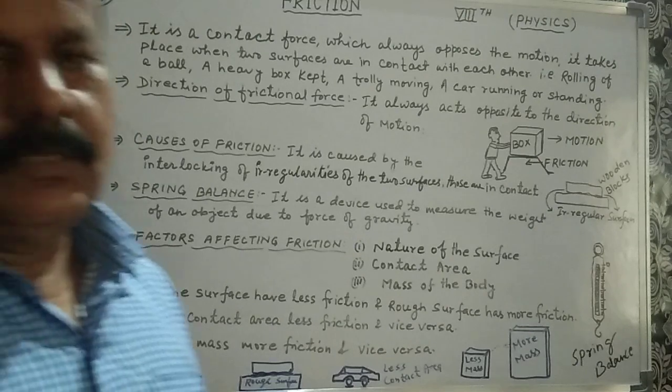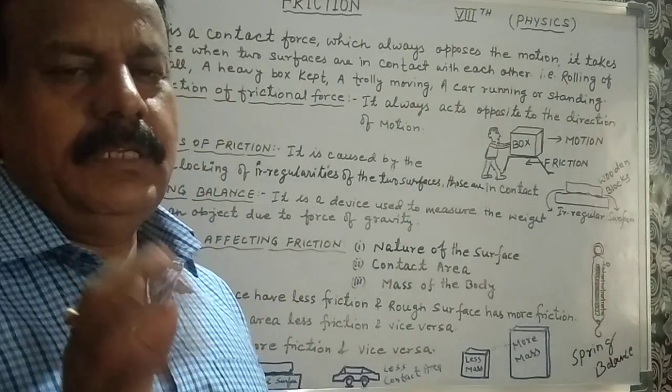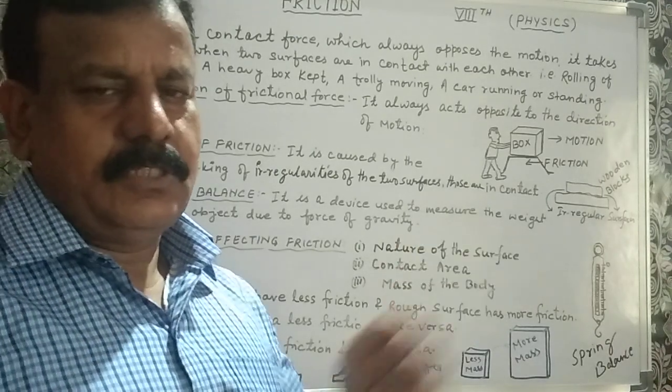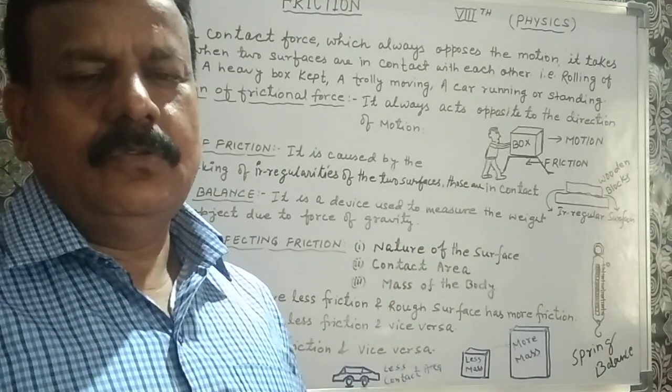Example, rolling of a ball. You have seen if you throw a ball, it will roll on the ground. After some time it stops. It happens due to friction.